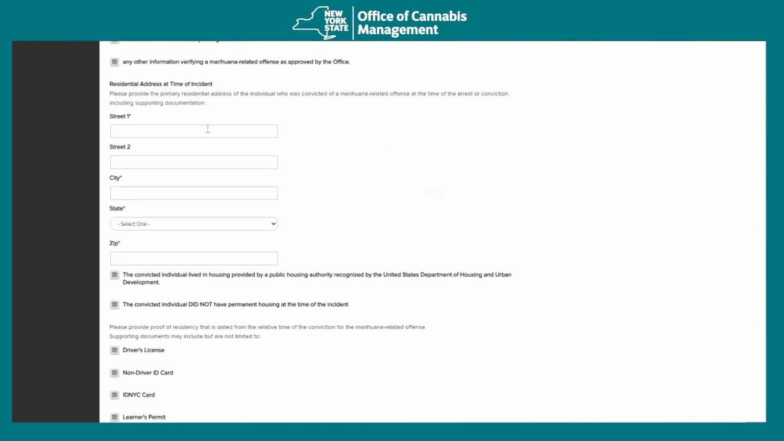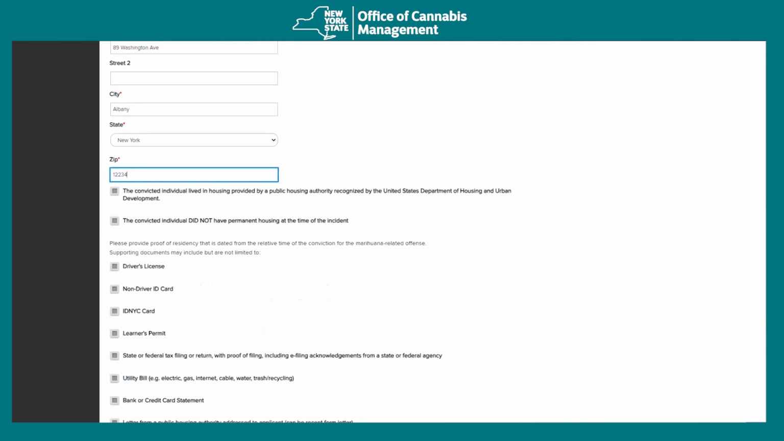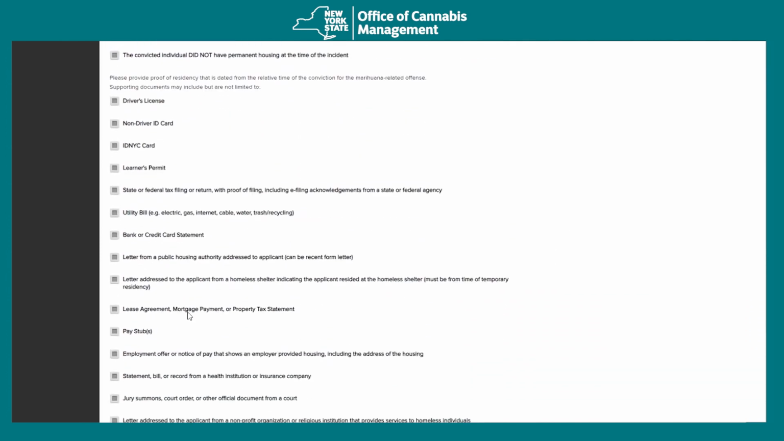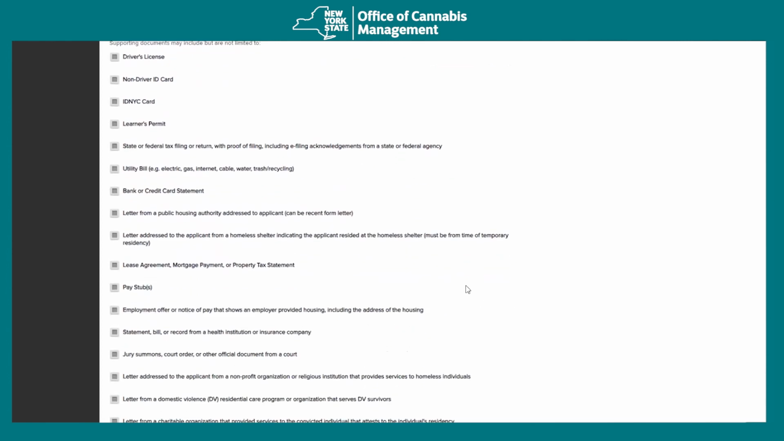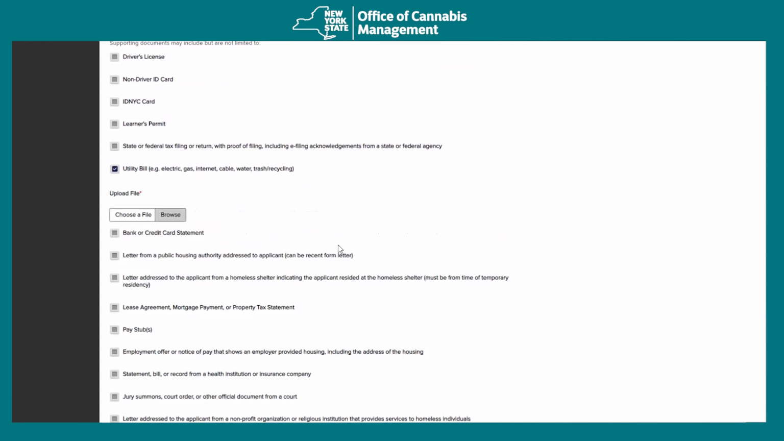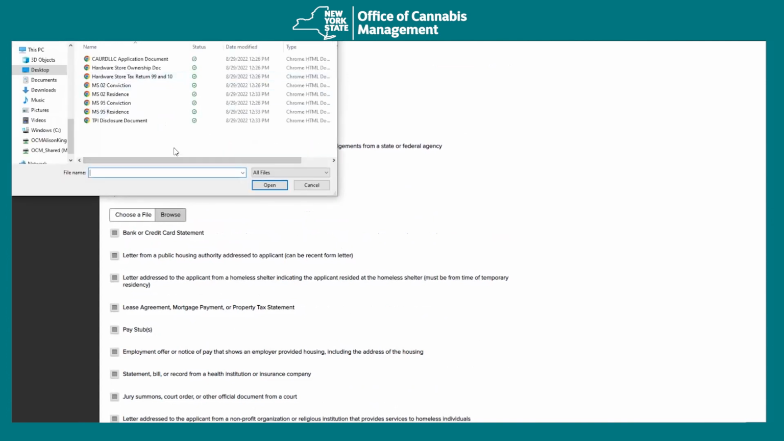I also need to provide the residential address where Mark was living at the time of the arrest or conviction. At the time of the arrest, Mark was living at this address. This address does not have to be in New York State, but the conviction has to be in New York State. Then I need to provide proof that Mark lived at this address. I have a utility bill from Mark from this time period. It has to be dated within 6 months before or after the incident.